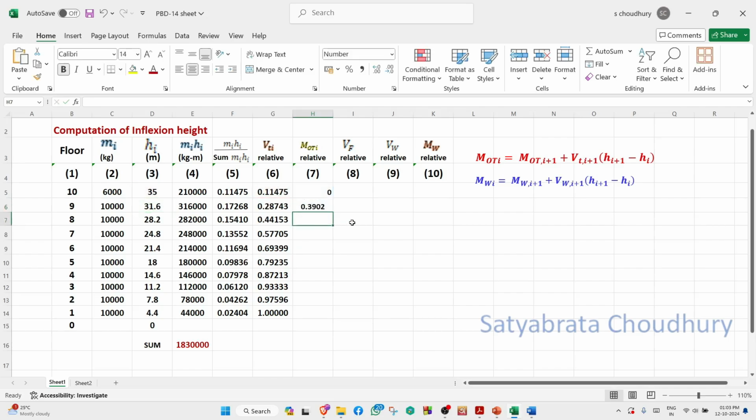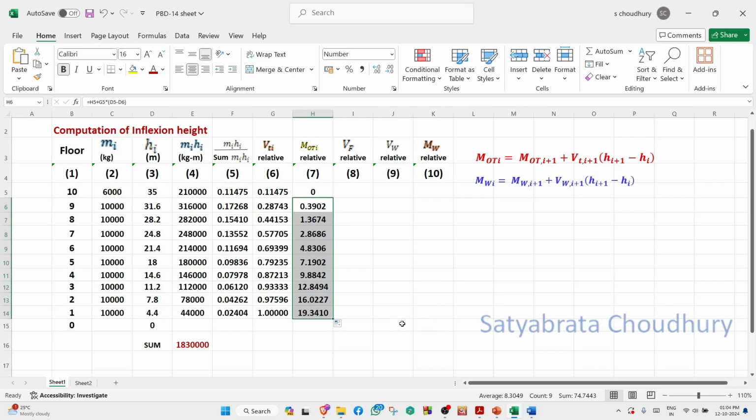Now you could have also given the interstory height ratio directly. Now in some buildings the interstory heights can be changing. That's why this formula will be generalized. Better to use this formula. And we can drag this to get the other values. These are the overturning moments.